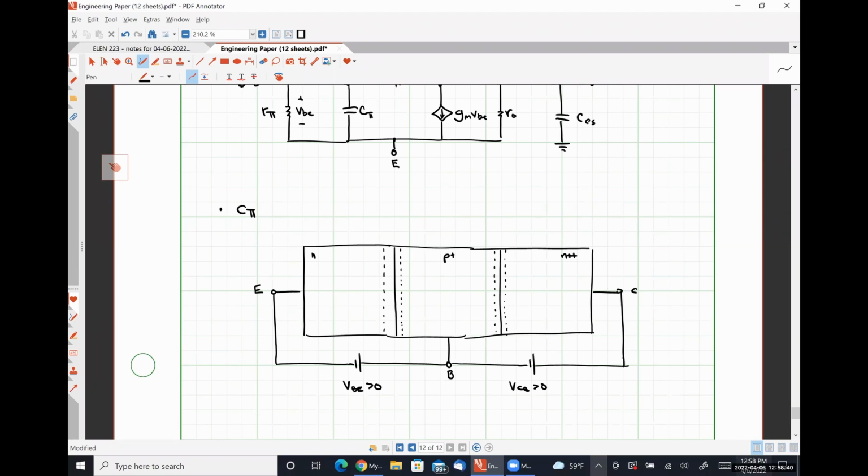And did I get this right? The emitter should be the one that's most heavily doped, right? Not the collector. I think I got those backwards. Because the emitter is where all the charge carriers are coming from. So the emitter should be the most heavily doped, the collector should be the lightest doped. I apologize for that.